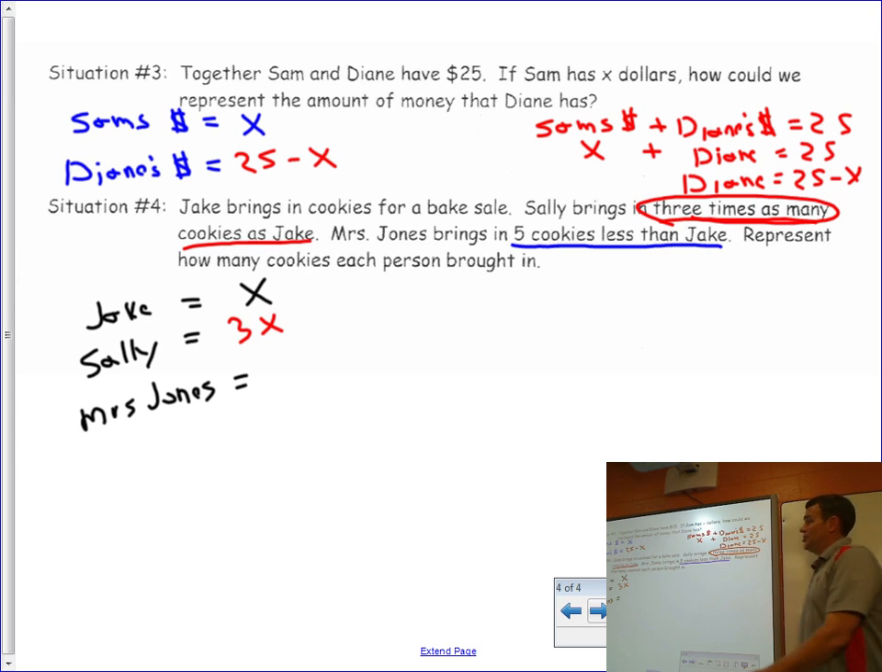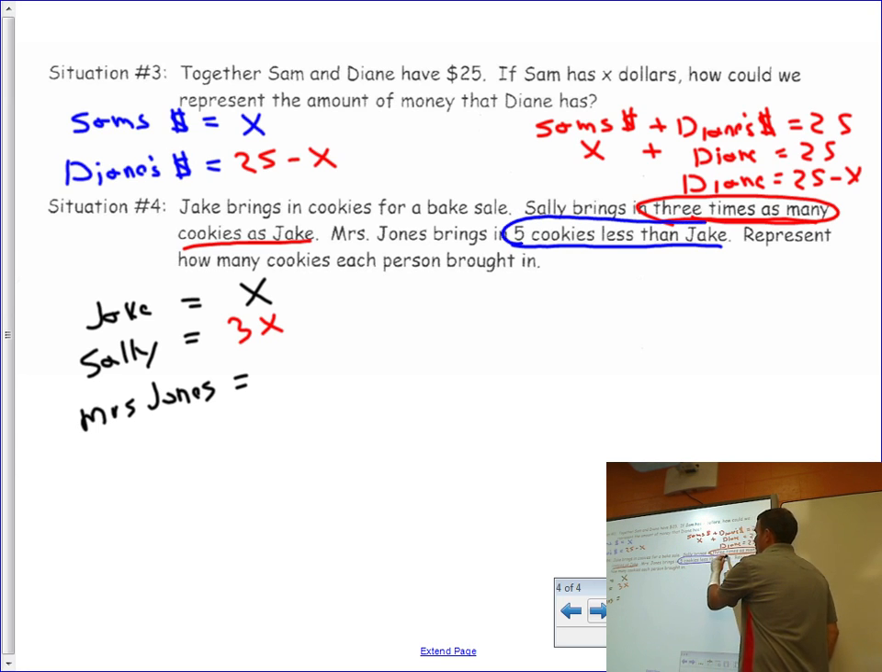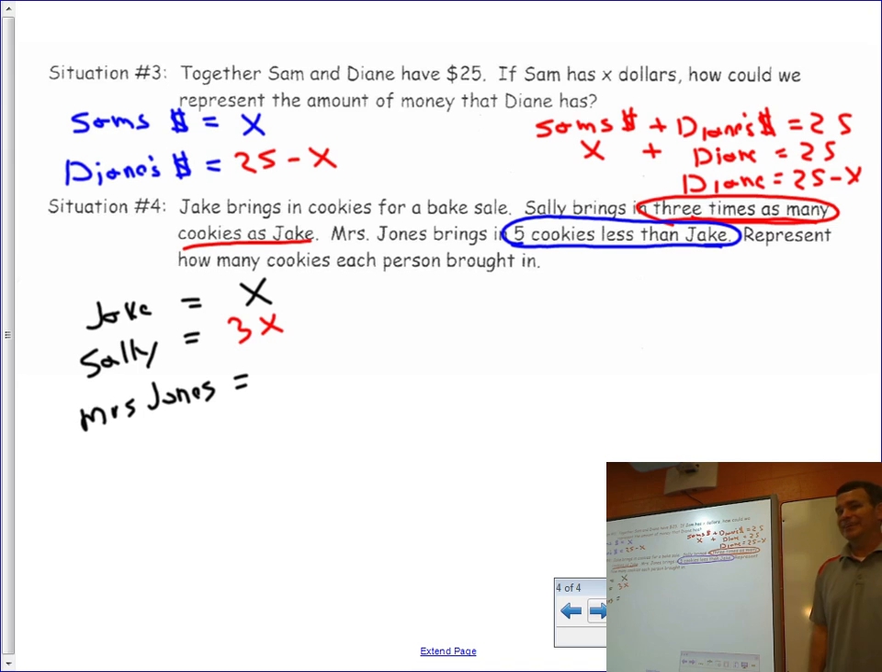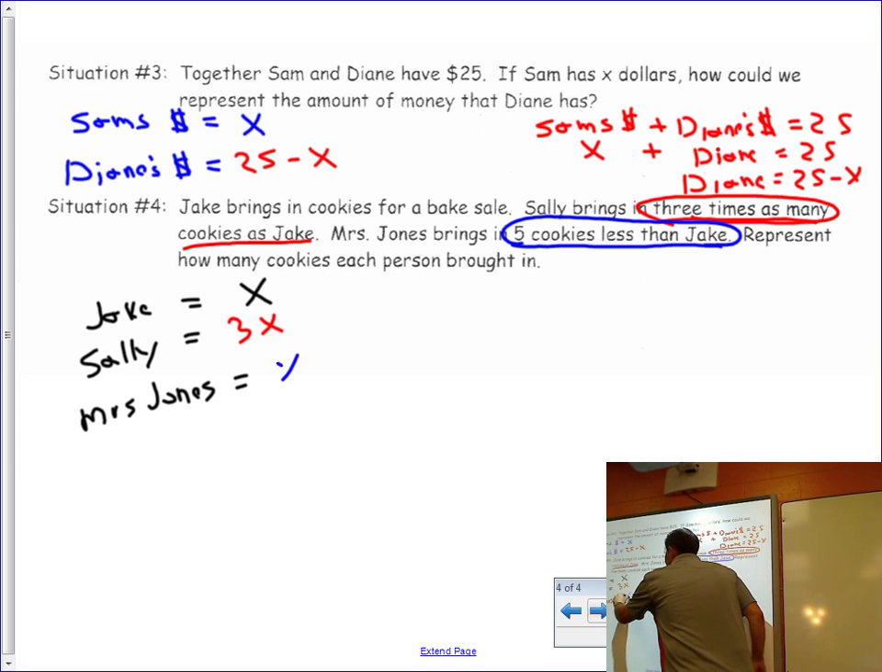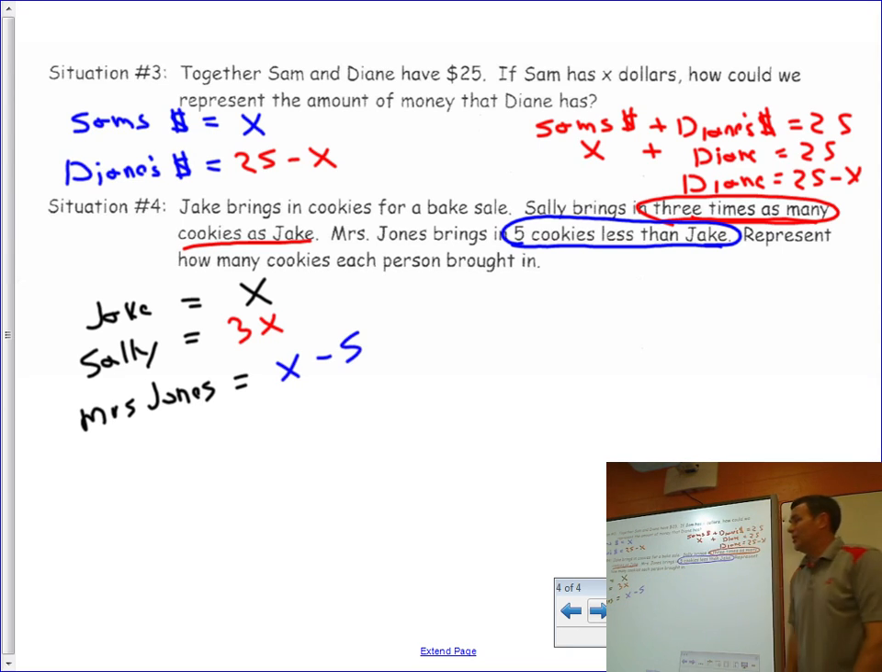And Mrs. Jones brought in 5 cookies less than Jake. Okay, to get 5 cookies less than Jake, I start with Jake's amount of cookies and subtract 5. So Mrs. Jones brought in X minus 5 cookies. And I am done. Hope that helps. Good luck.